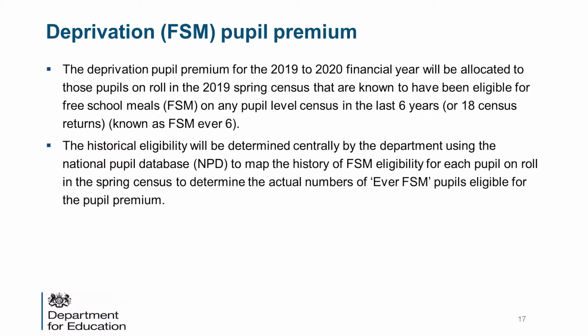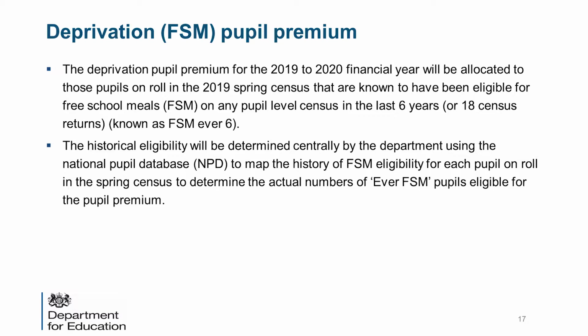The deprivation pupil premium is allocated to those pupils on roll at the time of the spring school census that are known to have been eligible for a free school meal on any pupil level census in the previous 6 years or 18 censuses, including those pupils who were first known to be eligible at the spring census day. Only periods of FSM allocated in England are counted.